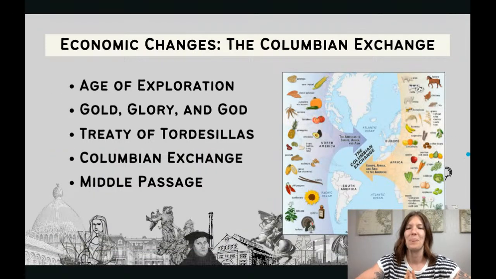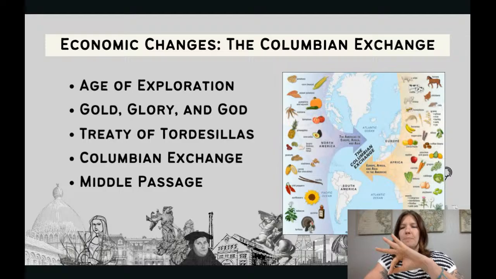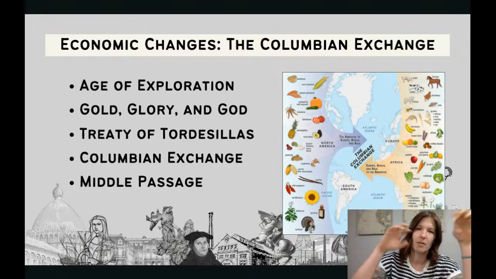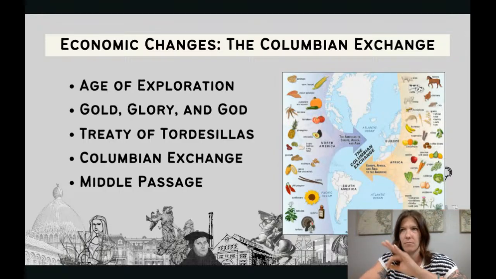Okay, economic changes. Let us talk about the Columbian Exchange. In 1492, say it with me, students, Columbus sailed the ocean blue, and he was motivated, and then subsequent European explorers were motivated by three things: gold, glory, and God. This is also true for new imperialism, but we'll get there next week.